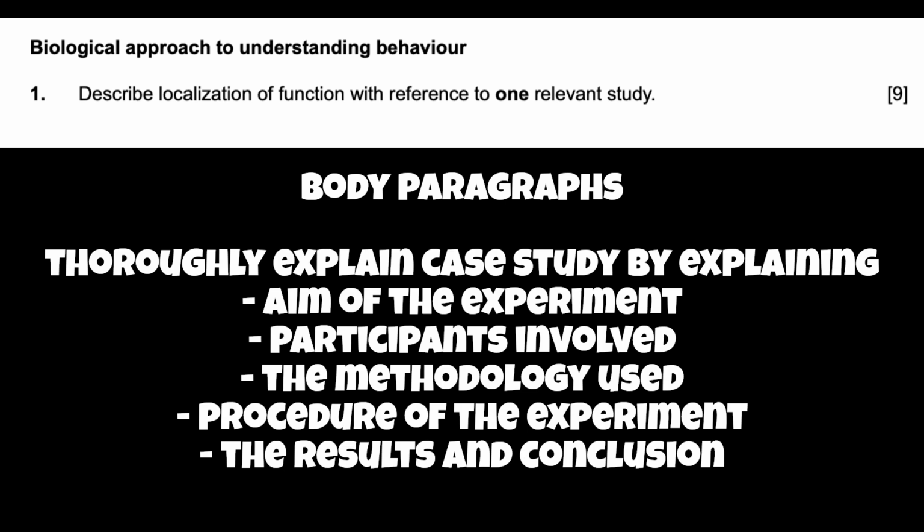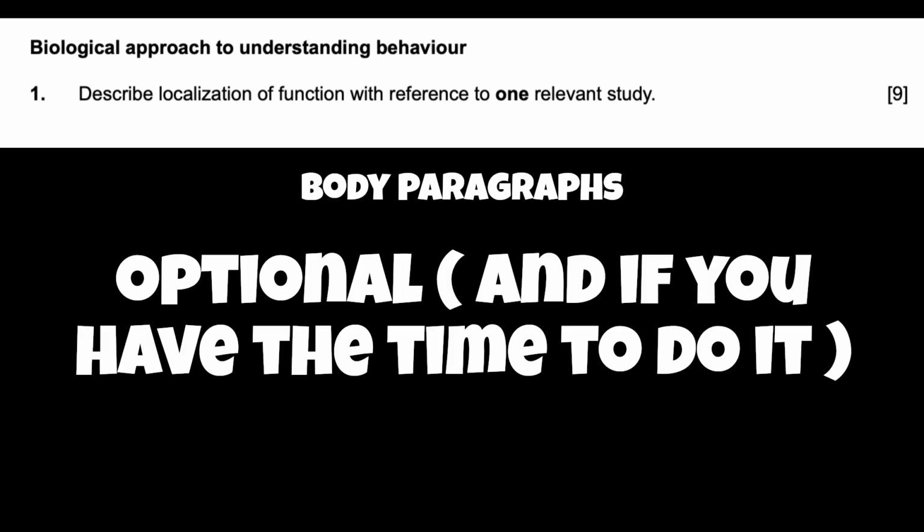Now the body paragraphs are quite simple. There are 2 main things that you need to do. First, you need to thoroughly explain the case study that you have selected by including the aim of the experiment, the participants involved, the method used, the procedure of the experiment, and the results in the conclusion. The second part is optional, but I would recommend it as it would strengthen your answer a lot.